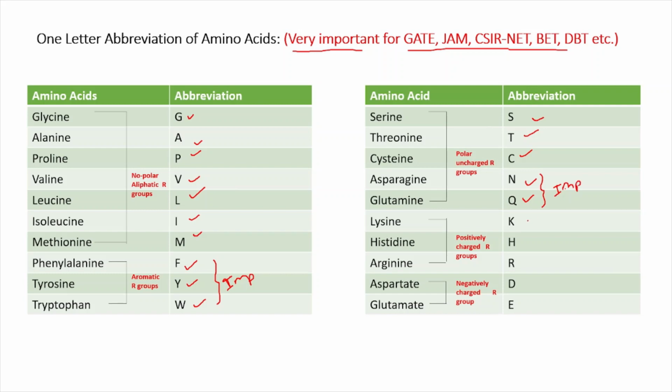In case of lysine, the abbreviation is K. In case of histidine, the abbreviation is H. In case of arginine, the abbreviation is R. In case of aspartate, the abbreviation is D. And in case of glutamate, the abbreviation is E. Again, these three abbreviations are very important.